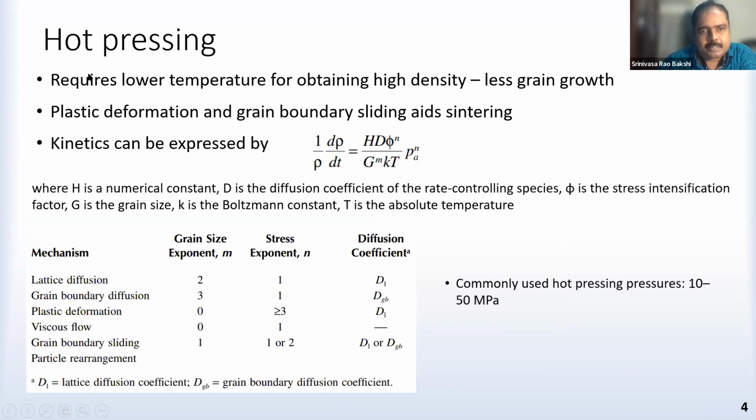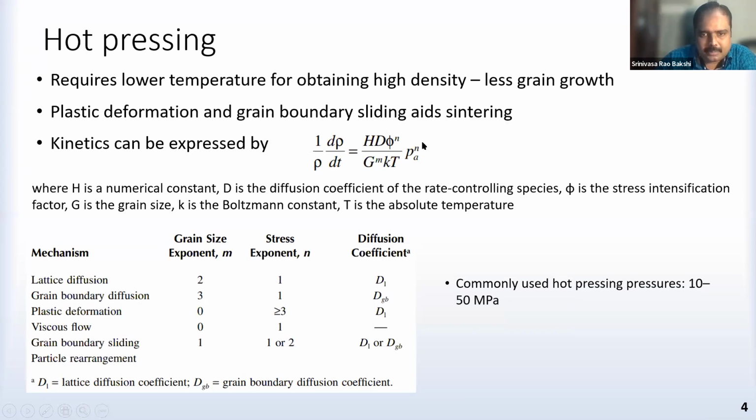that requires special equipment called a hot press, and the time is reduced, which will reduce the grain growth. Here plastic deformation and grain boundary sliding aid the sintering, and the kinetics can be expressed by this equation here.